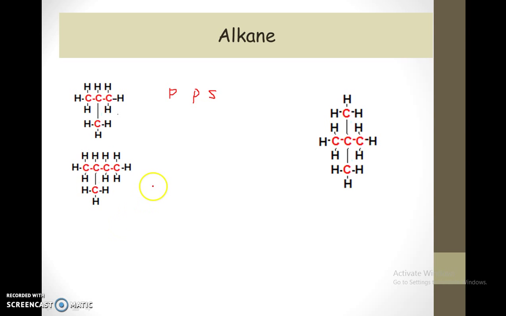Okay, so look at the simplest organic compound, that is alkane. I will use the formula PPS. S is suffix, P refers to the parent, the longest carbon chain, and P refers to prefix.